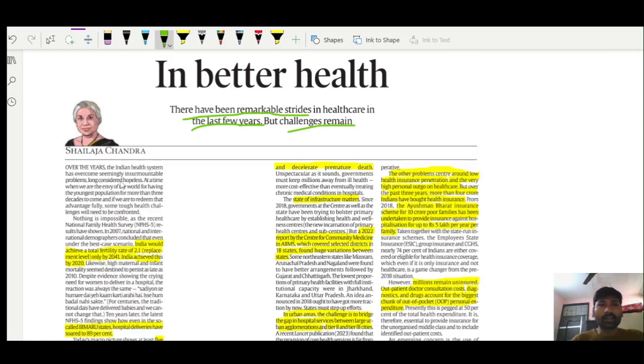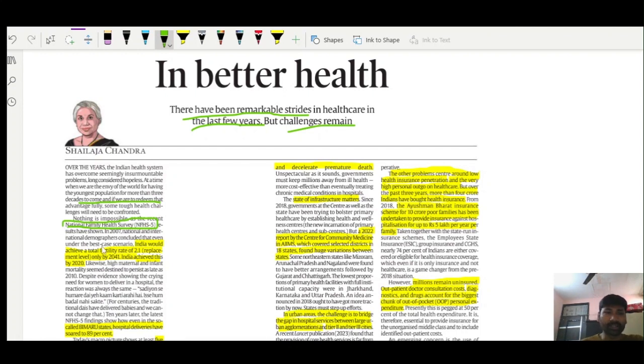So in this article, the author has emphasized India's demographic dividend. India will retain its demographic dividend for the next 3 decades. So, in this backdrop, ensuring universal access to healthcare for everyone is very important. She also emphasized the National Family Health Survey findings, the National Family Health Survey 5 findings.